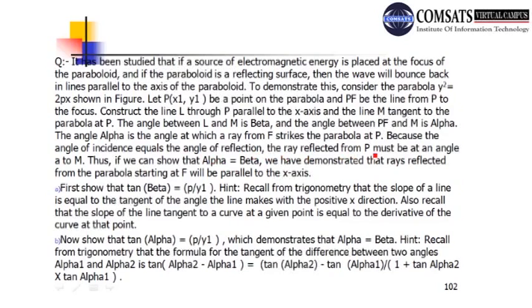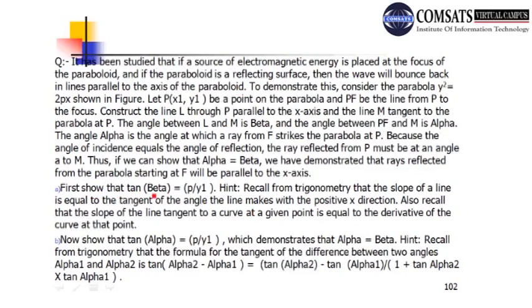And the ray reflected from P must be at an angle to M. We can show that alpha is equal to beta, that is, the angle of incidence is equal to the angle of reflection. We have demonstrated that rays reflected from the parabola starting at F will be parallel to the x-axis, right? First, here is the statement of the question. Now the actual questions are going to start.